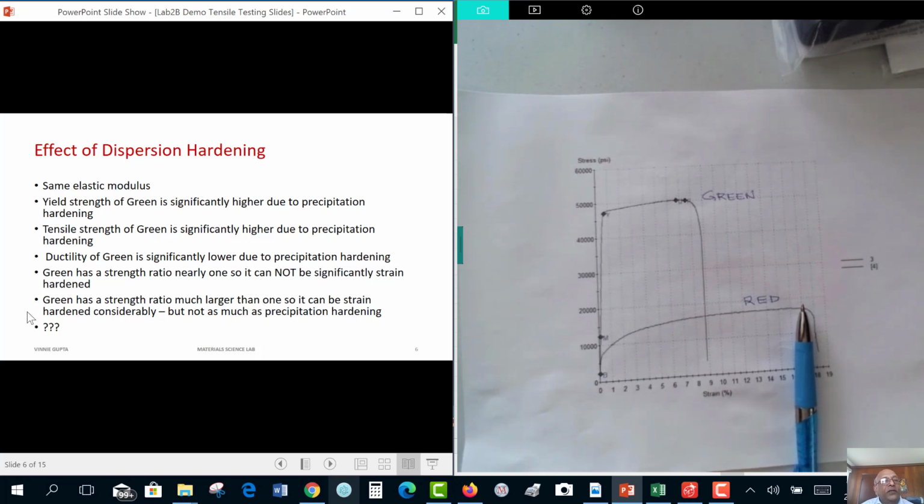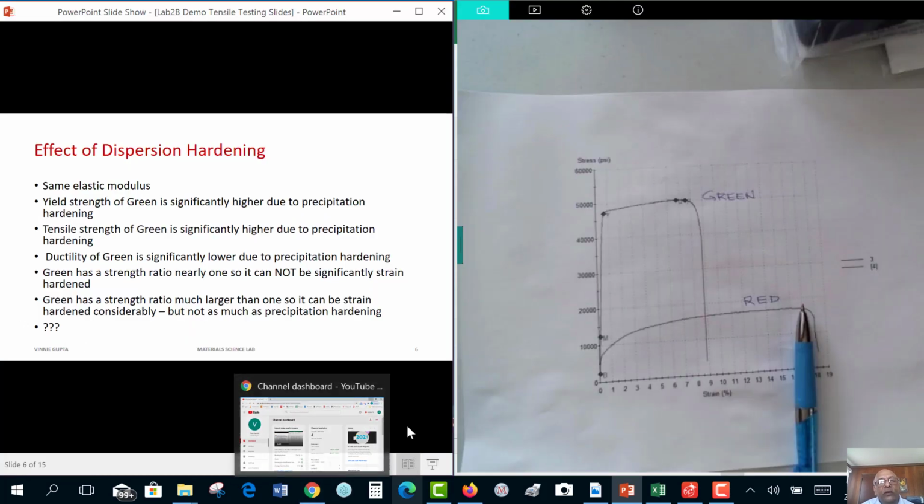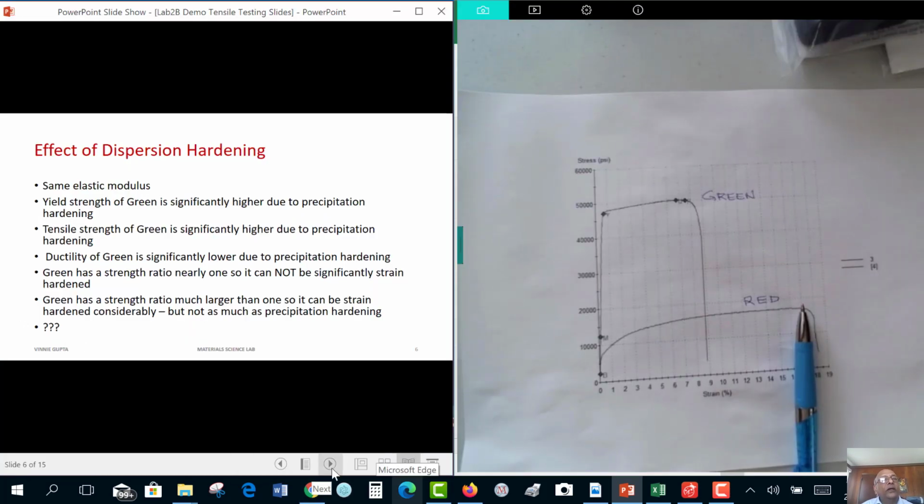So again, I've left you some things to think about from your results for your report. But this was the effect of dispersion hardening, because my set of specimens are aluminum, where the difference was precipitation hardening.